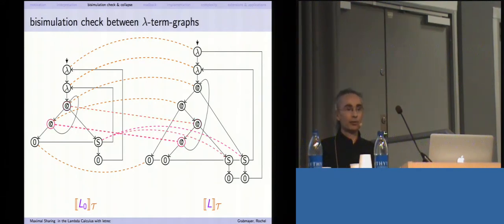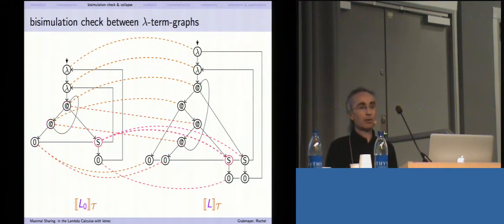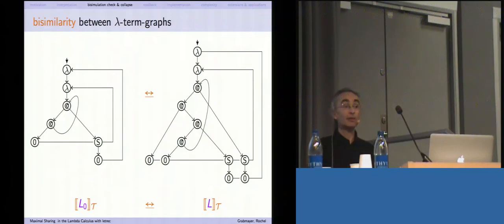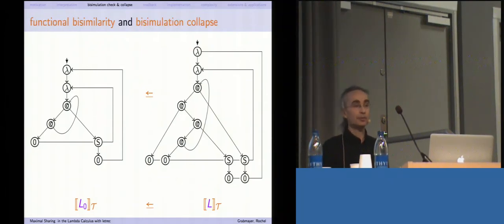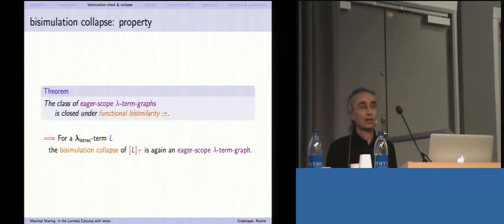If I carry on further, then after a number of further steps, what we obtain is really a bisimulation between these two objects, indicated by this symbol. And actually what is the case is there is a functional bisimulation from the right term graph to the left term graph, indicated by this symbol. And actually the left term graph is the bisimulation collapse of the right one, meaning there is no term graph which is actually smaller than either of these two and that still would be bisimilar to both of them.